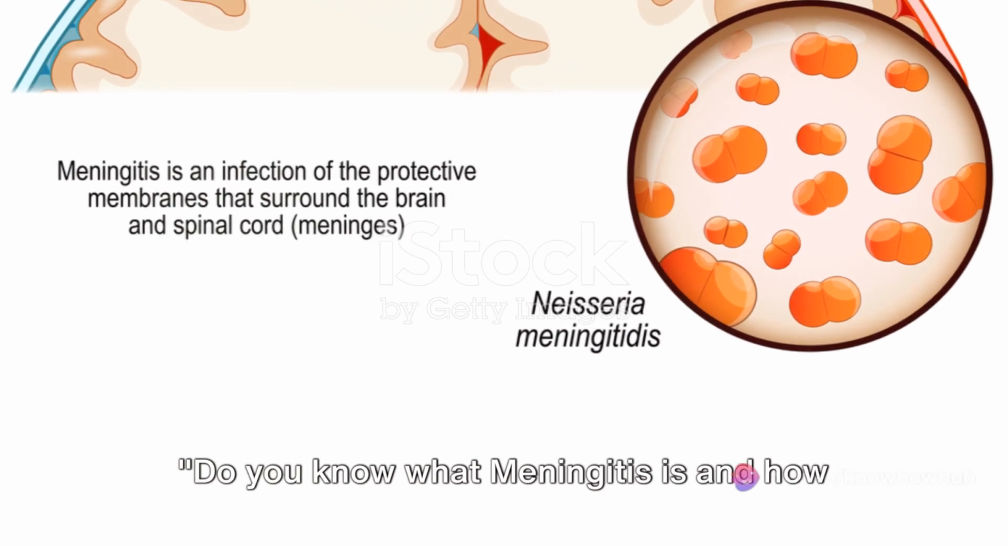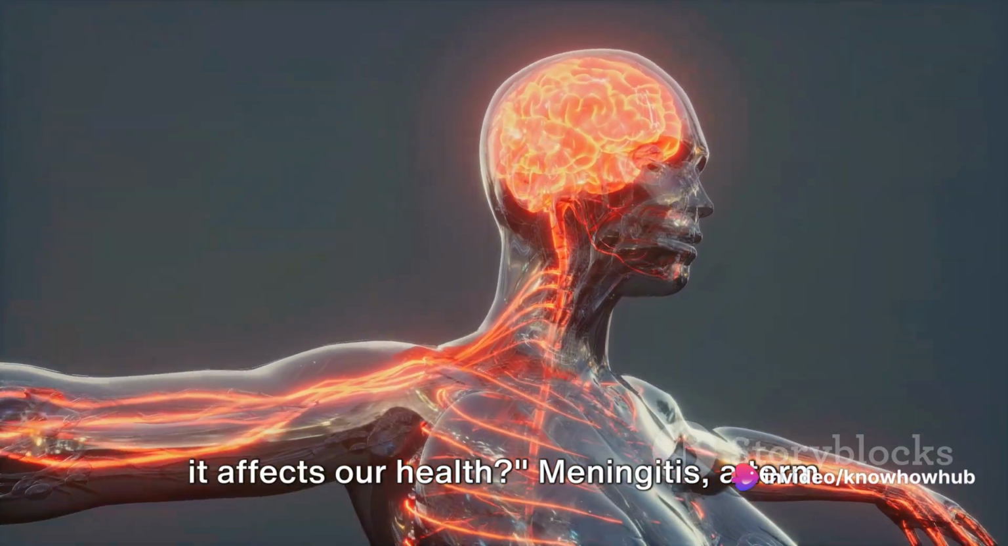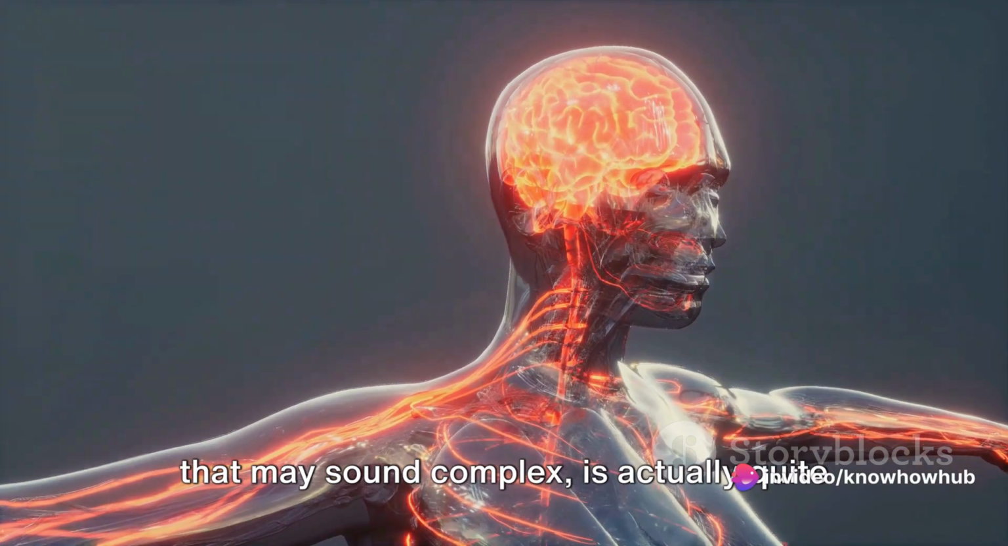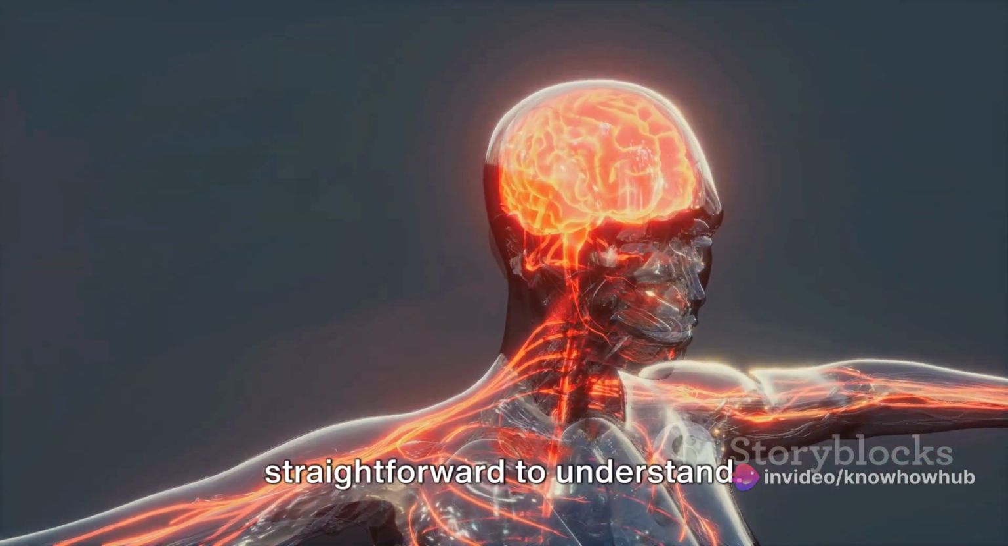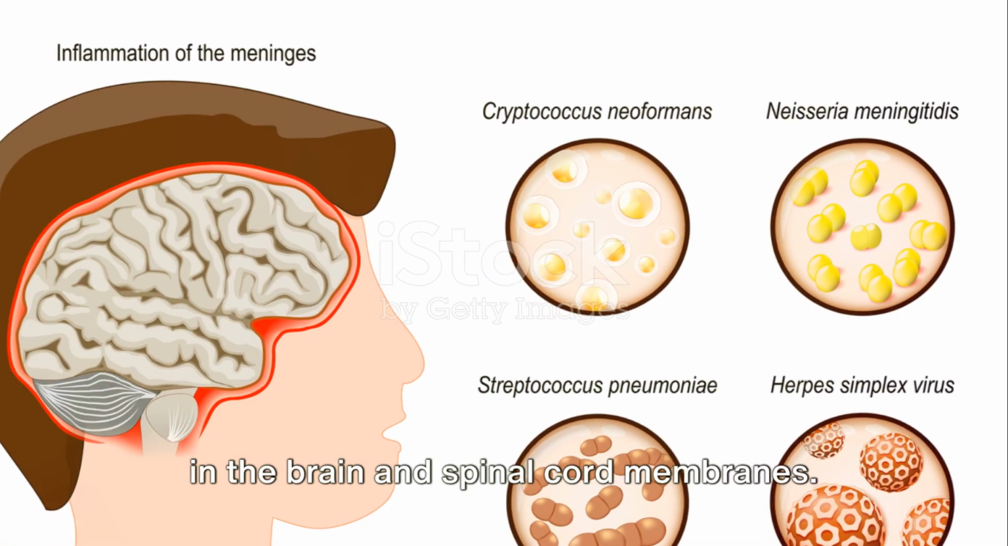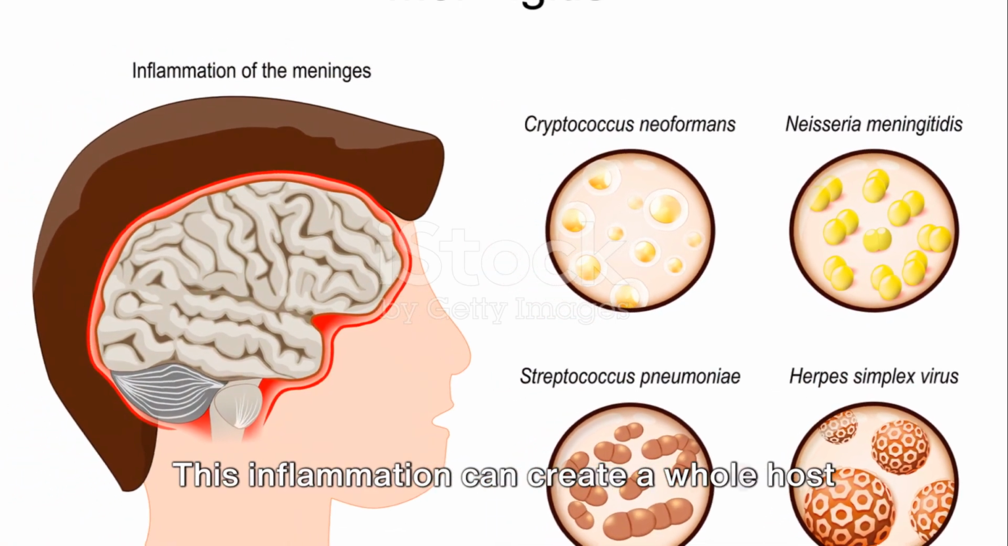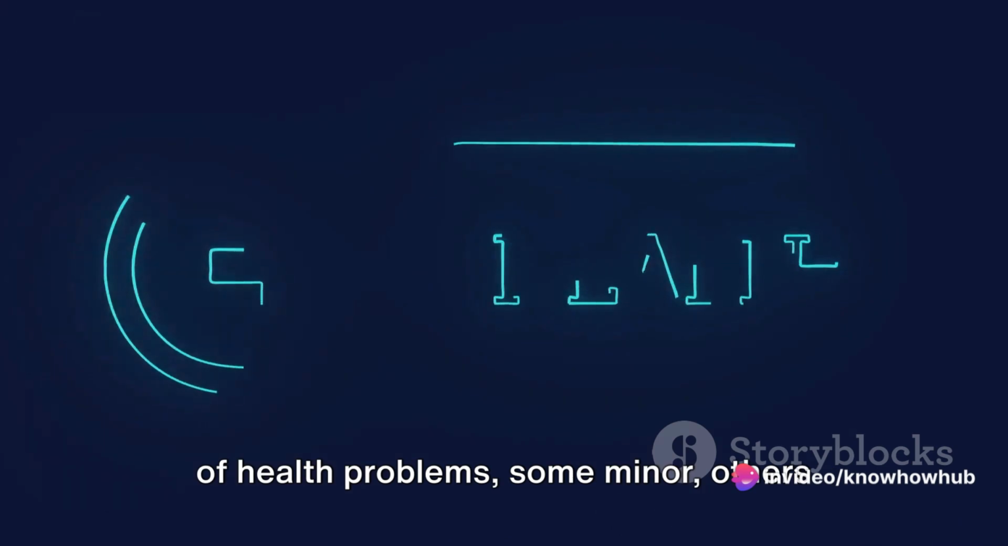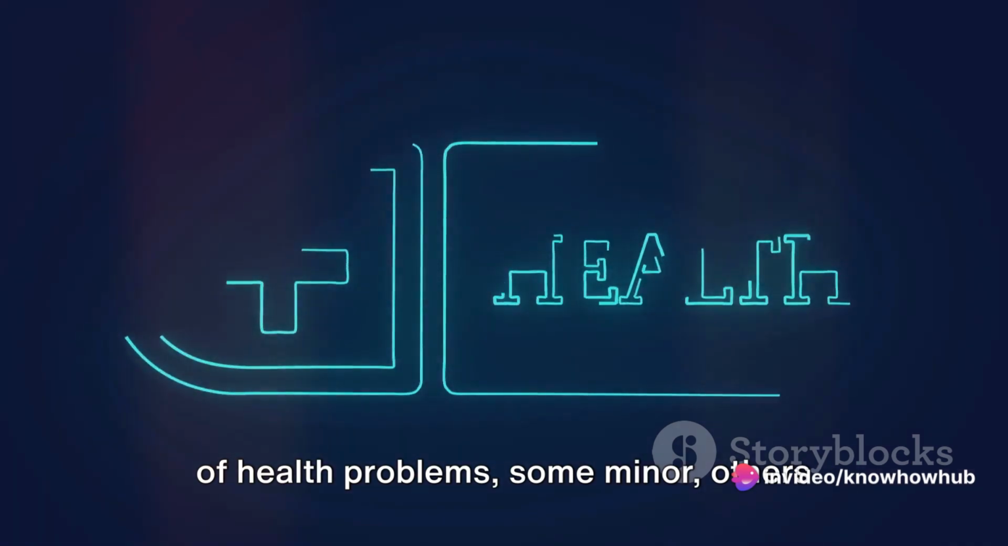Do you know what meningitis is and how it affects our health? Meningitis, a term that may sound complex, is actually quite straightforward to understand. It refers to an inflammation that occurs in the brain and spinal cord membranes. This inflammation can create a whole host of health problems, some minor, others quite severe.